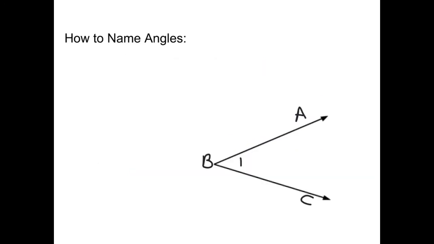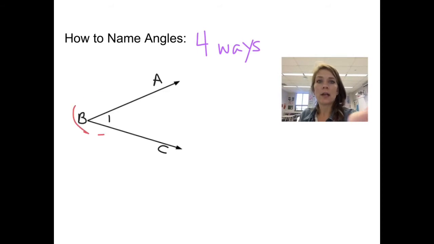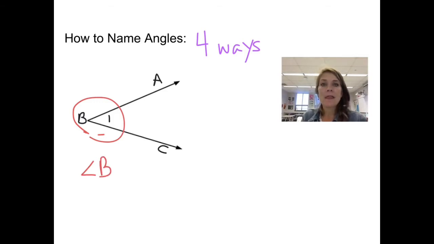When we are naming angles, there are actually 4 ways to do that. The first 2 ways actually come from this area right here. The vertex is labeled B, so angle B would be one way that we could name the angle. And then that little 1 inside the angle is also a way that we name angles, so angle 1, and that number would be located inside the angle like you see there.